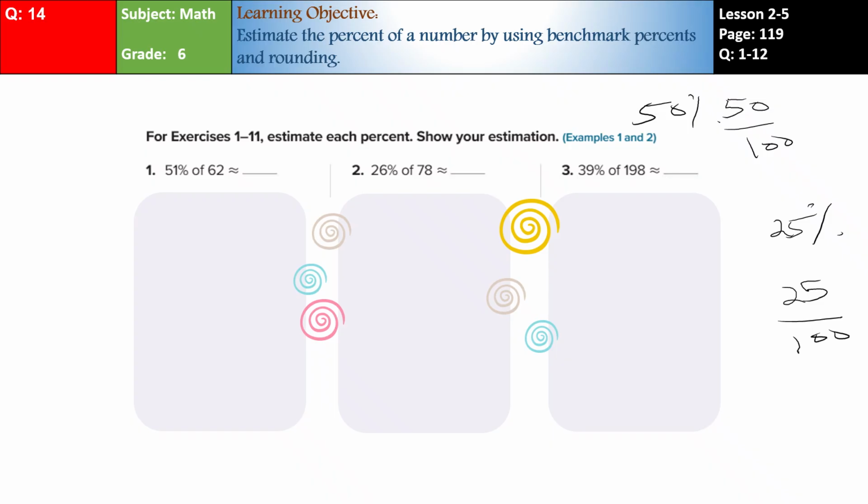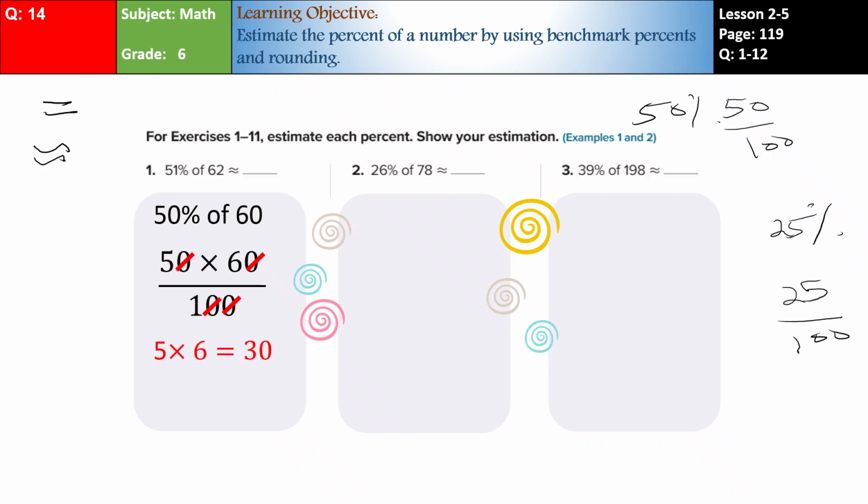In this case, our estimation: 51% is closer to 50 and 62 is closer to 60. This sign is called equal, and this is called approximately equal to, that is the estimation. So we will find 50% of 60, that is 50 times 60 divided by 100. We can cancel the zeros up and down. 5 times 6, 30. So about 30.